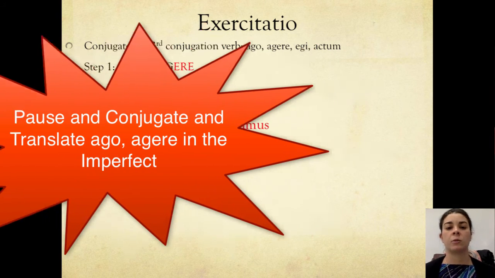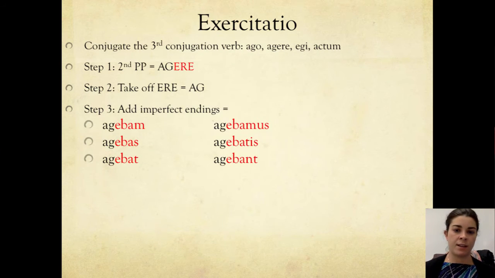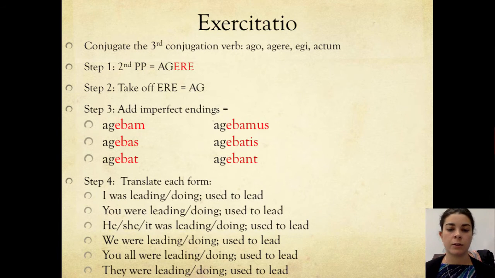Okay, so now let's check your work. Once you add the imperfect endings, you have agebam, agebas, agebat, agebamus, agebatis, and agebant. Now, when you translate it, it's going to still translate the same: I was leading, or doing, or used to lead, and the whole thing all the way through. So nothing has changed with translation, and really nothing has changed about appearance either.